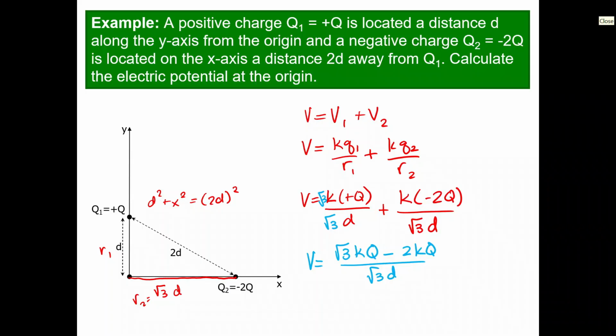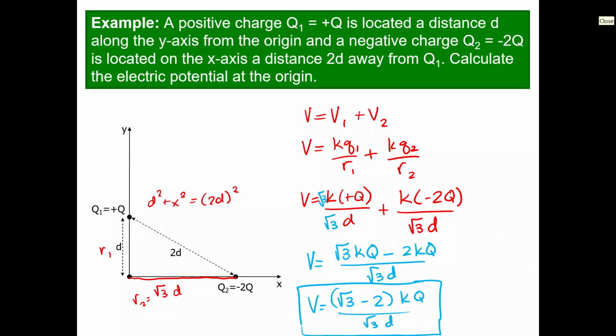And that can be simplified down a little bit. I get the square root of 3 minus 2 times KQ all over the square root of 3 times d. So it doesn't really simplify it down. You could have just left it unsimplified. Unless it's like a multiple choice question, then you might have to simplify it down in order to make your answer match the given answers. Or if it's a calculation problem, you just plug in numbers at this point and you have an answer.